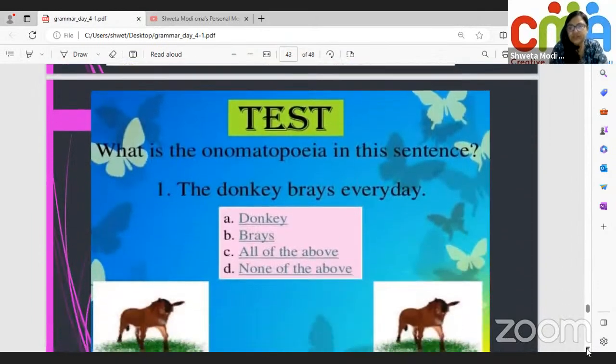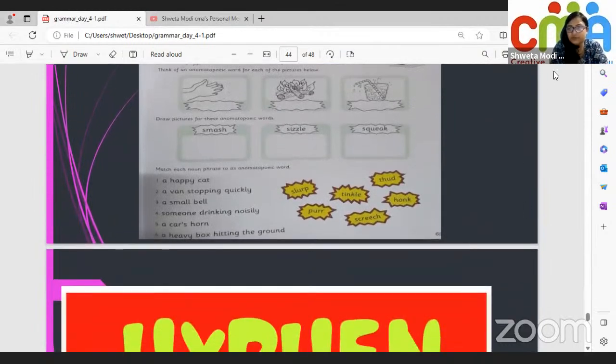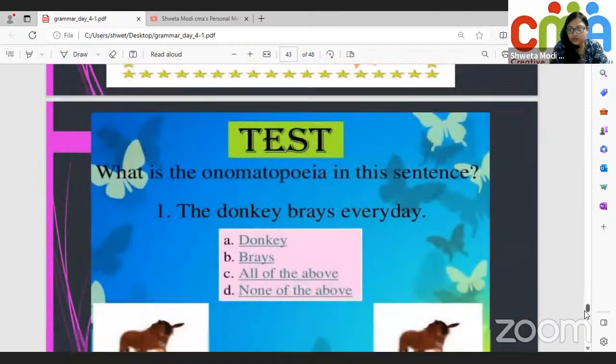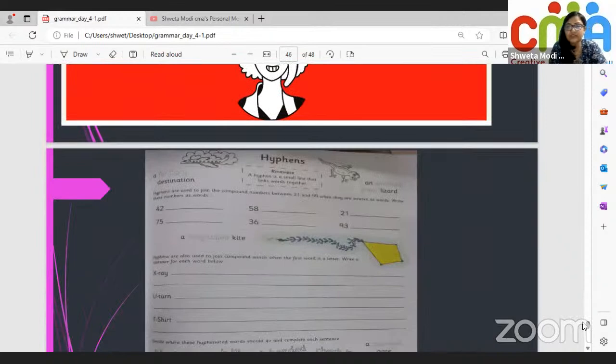Okay, so you can have these kinds of tests. This is the worksheet which you all have to solve as an assignment right now. But before that, I'm just taking the last topic, which is hyphen. Where do we use a hyphen? A hyphen is used as a dash, a small line that links the words together. So for all the number names, we use hyphen: 42, 58, 21. Any number, we use that small line, which is called hyphen. Okay, so this is the first use of hyphen.